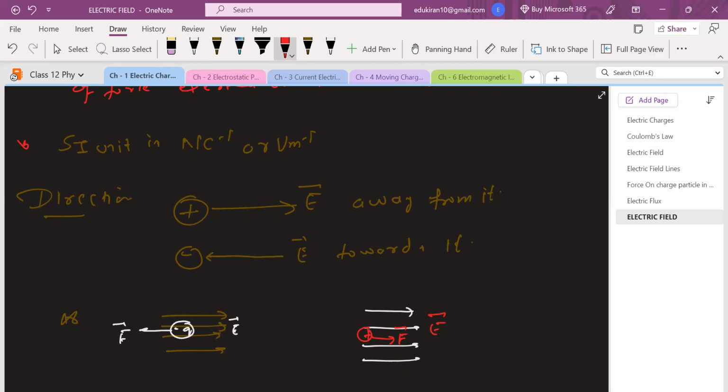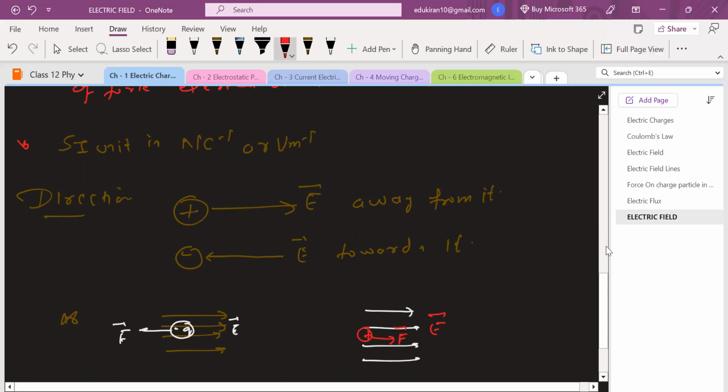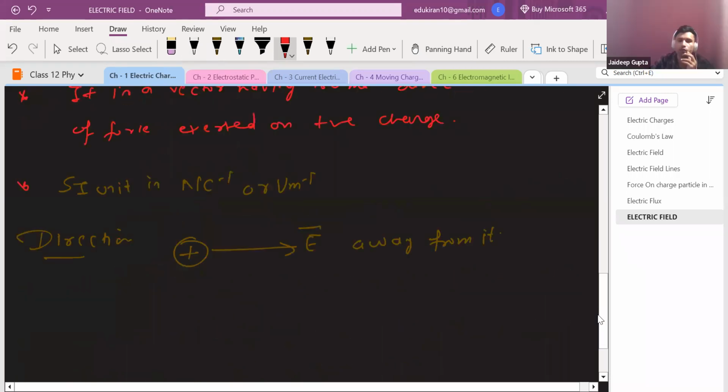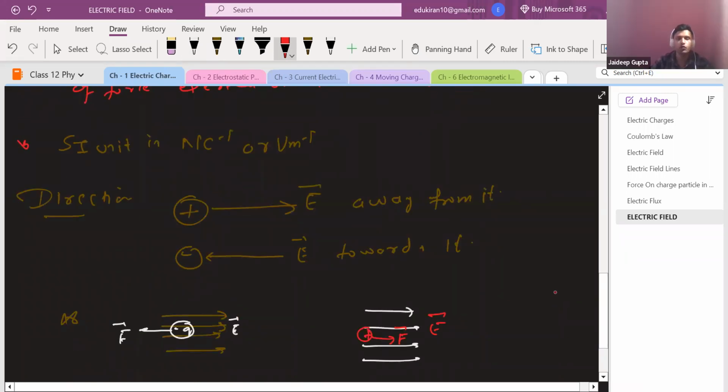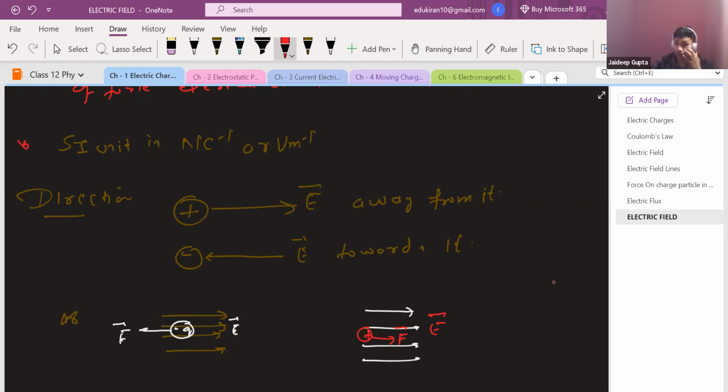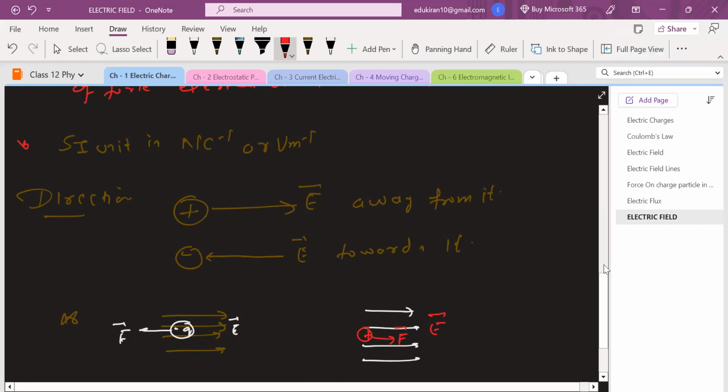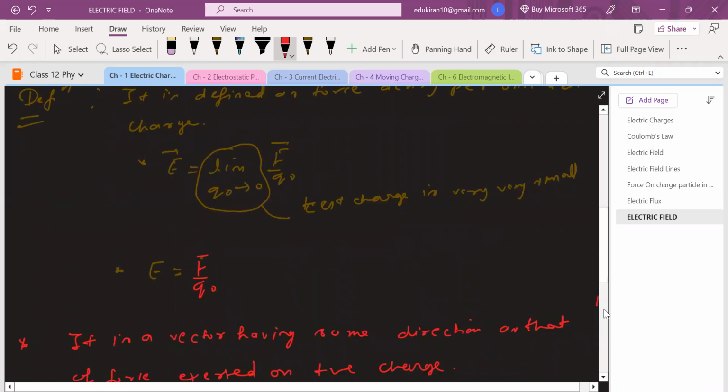Fine. You should be clear with the directions, because most of the students usually get confused while dealing with numericals when there is a case of direction. Is it clear till here? Just let me know one more thing. Did I teach you the question based on the principle of superposition? Yes, you did.